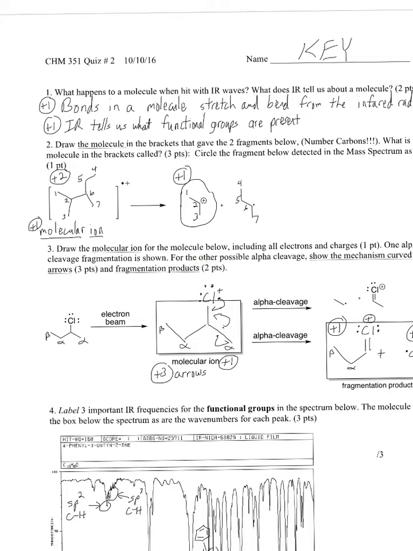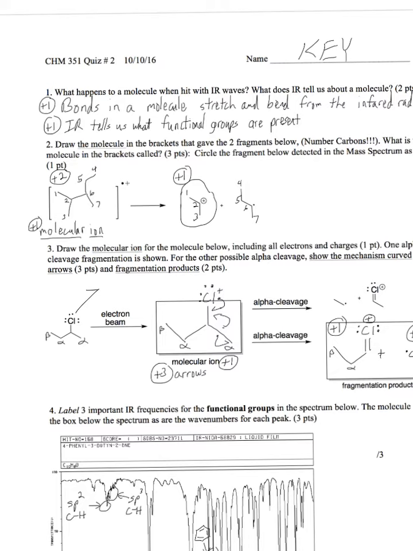So for number 3, first part, draw the molecular ion for the molecule below, including all electrons and charges. So the first step, what happens is an electron gets ejected from this chlorine, right? So one electron gets ejected by the electron beam. Once the electron is ejected, you get the molecular ion. And what I'm asking you to do here is, here's one alpha cleavage, right? So there are 2 alpha carbons in this molecule on either side of the functional group. I'm showing you one alpha cleavage, and I want to see the mechanism for the other one.